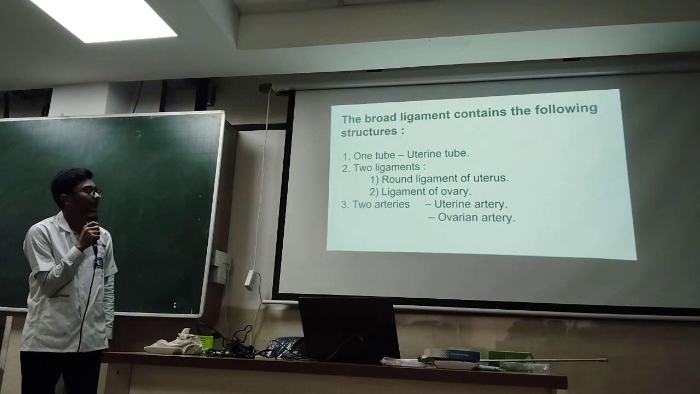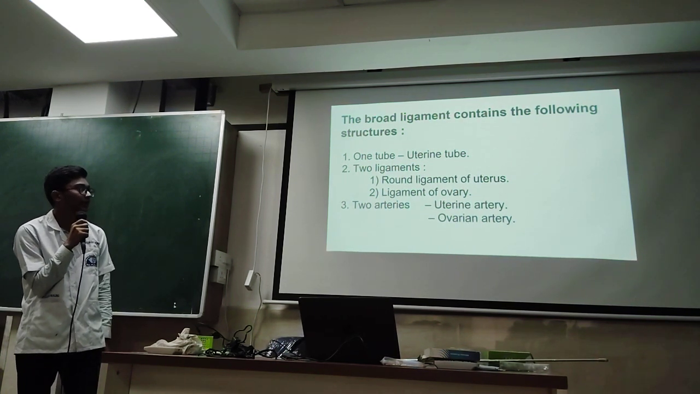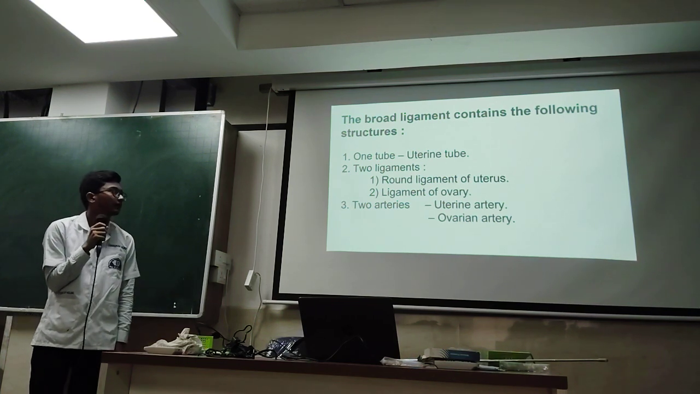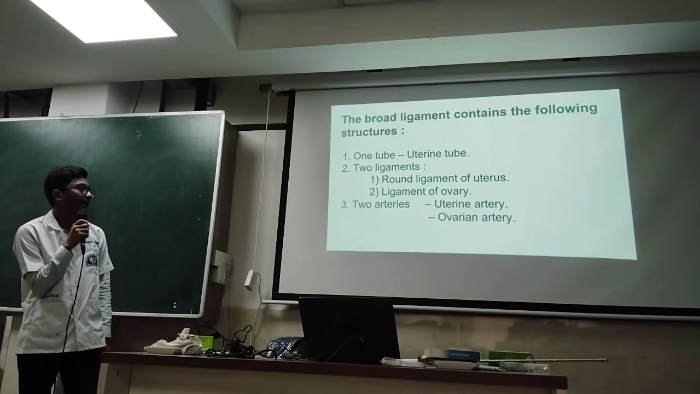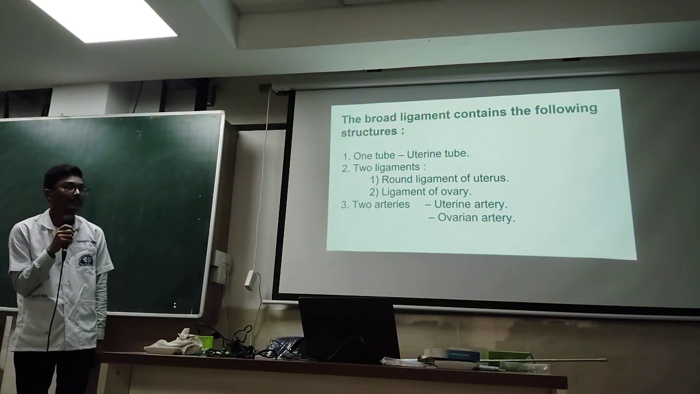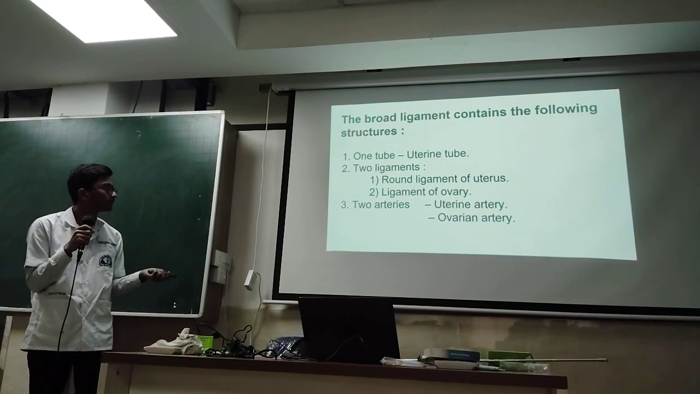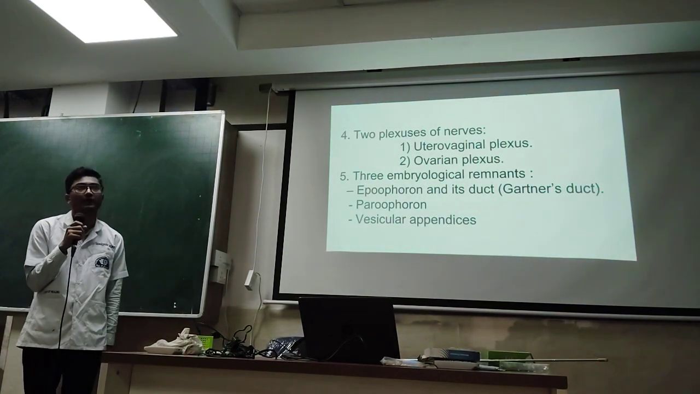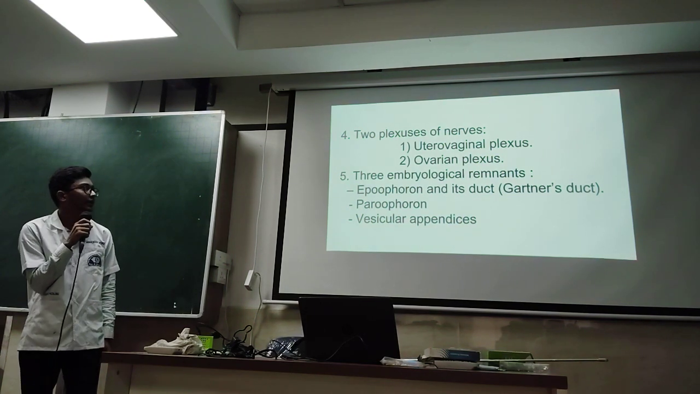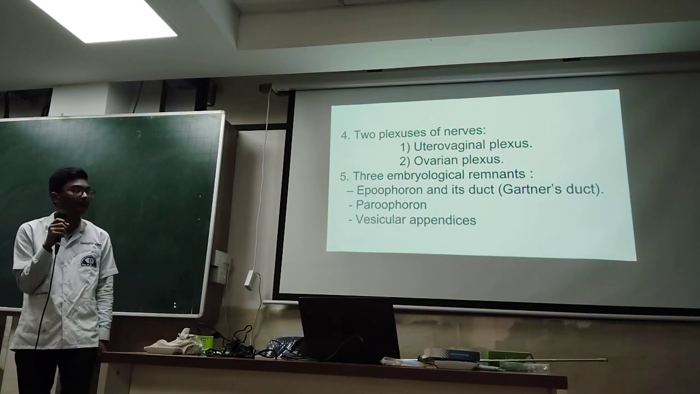Contents of the broad ligament: the uterine tube; two ligaments, the round ligament of the uterus and the ligament of the ovary; two arteries, the uterine artery and the ovarian artery; and two plexuses of nerves, the uterovaginal plexus and the ovarian plexus.